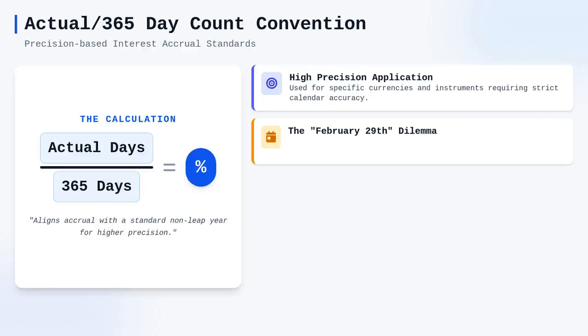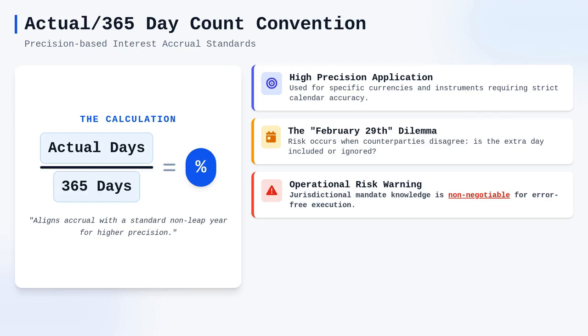When dealing with leap years, market participants must be explicitly aware of how their specific counterparty or clearinghouse handles the extra day in February. In some conventions, February 29th is included in the count, while in others, it might be ignored depending on whether the year is treated as 365 or 366 days. This discrepancy is a frequent source of operational risk, and understanding the specific convention mandated by your jurisdiction is non-negotiable for error-free execution.